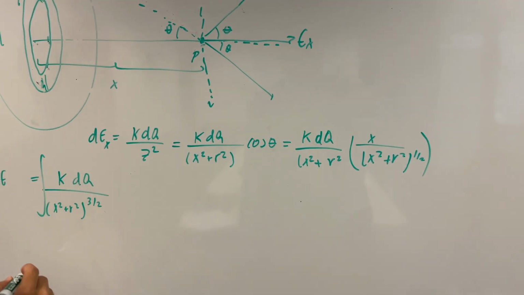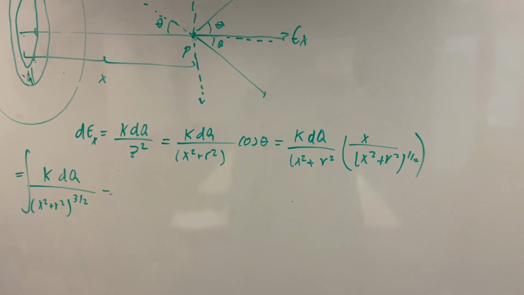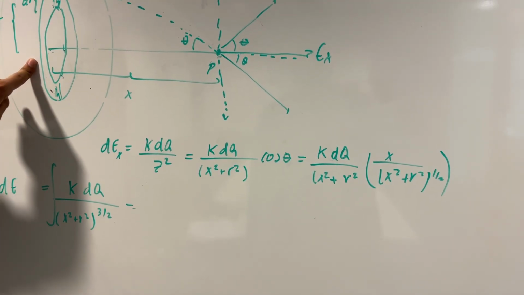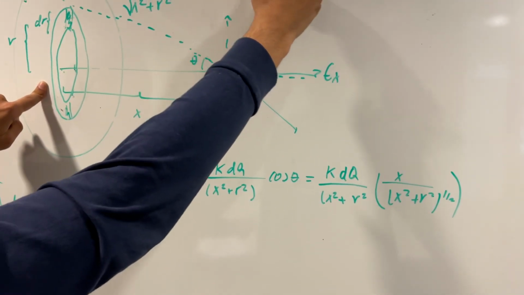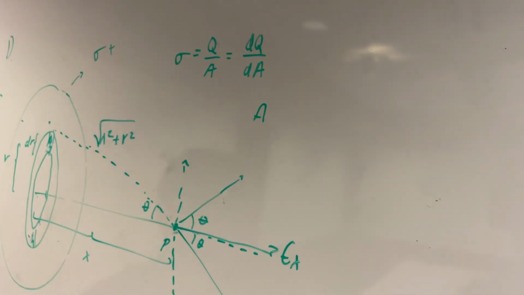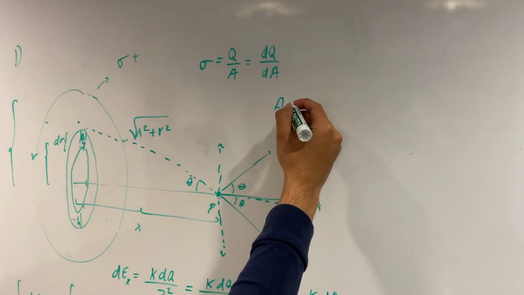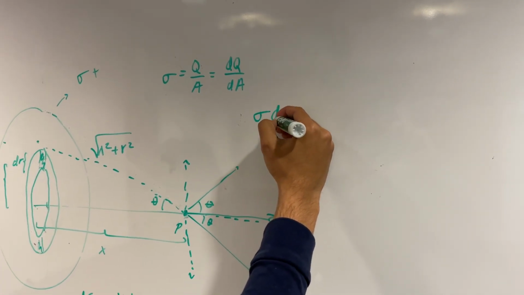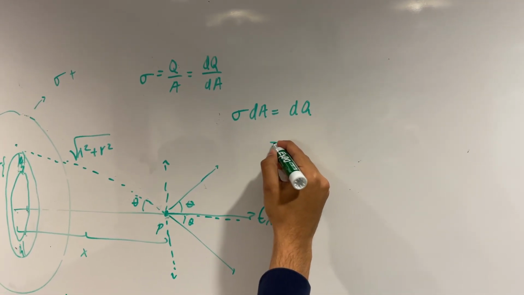So we take the integral. Now, if we want to write dq in terms of something that we can actually integrate, we can take a look here. We know that sigma is equal to dq over dA. So we can multiply by dA on both sides, so we get sigma dA is equal to dq. And well, what is dA?